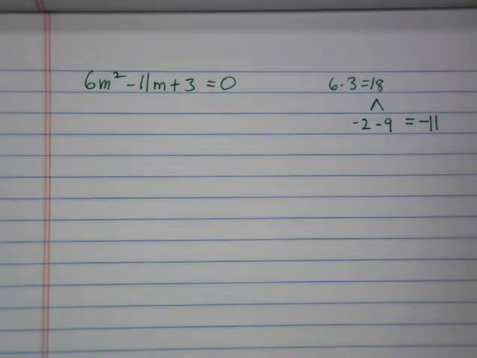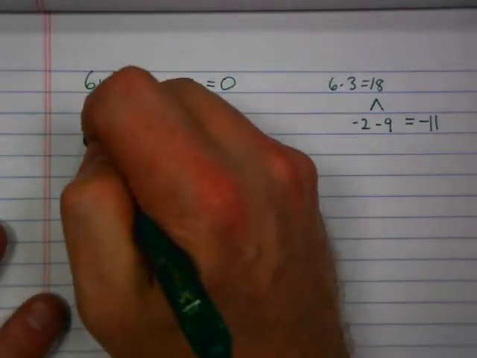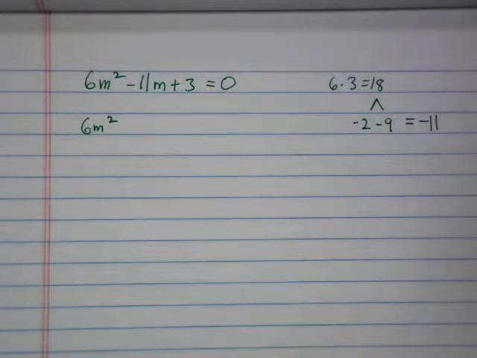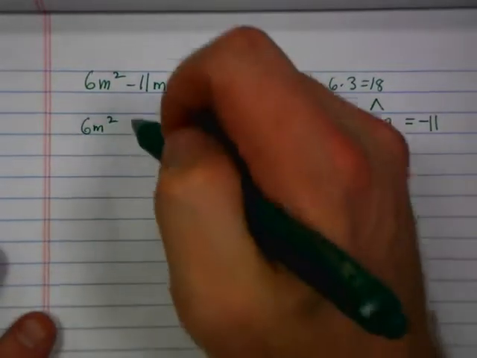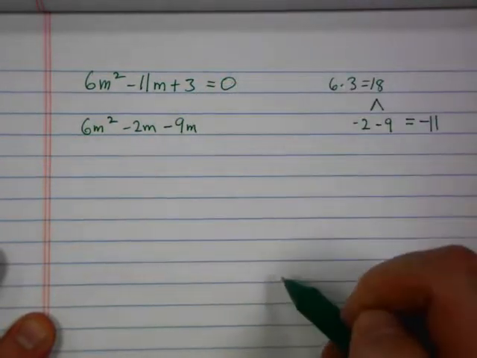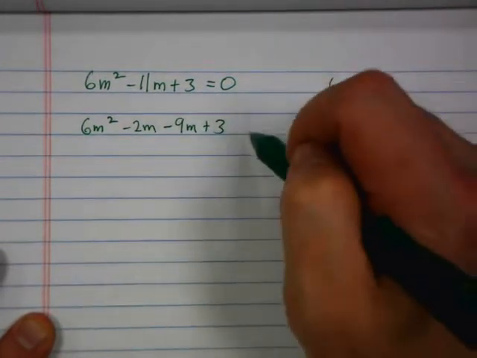I'm going to come back up to my problem. I'm going to write 6m squared, but I'm not going to write negative 11m. What am I going to write? Negative 2m minus 9m, and then I still have the plus 3 equals 0.